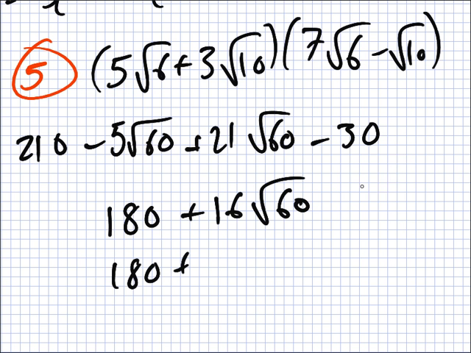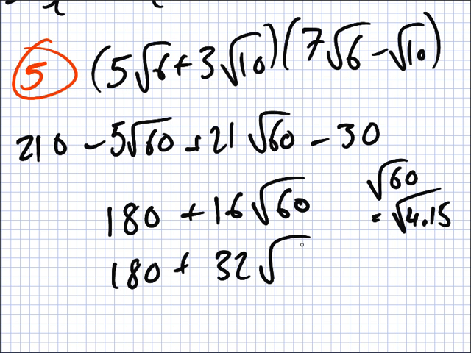Root 60 is root 4 times 15, isn't it? So that's 2 root 15. So 32 root 15. Okay, next one is complete the square.